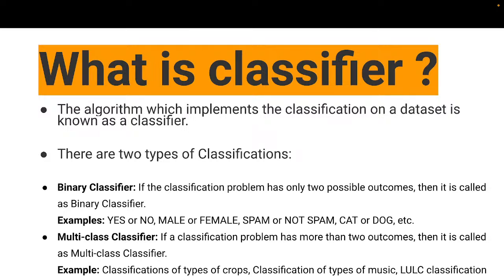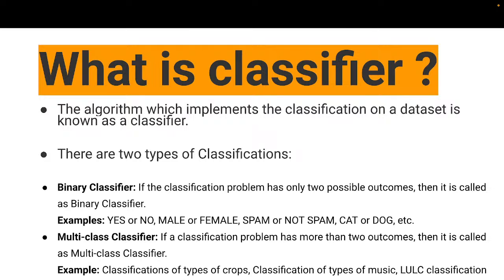Suppose I have a data set. To this data set I apply, suppose, support vector machine. So support vector machine is called a classifier, or random forest, or minimum distance. Whichever algorithm I implement on my data set is called a classifier. And there are mainly two types of classification we find. One is the binary class, and another is the multi-class classifier. For the binary classifier, only two outcomes are possible. And the multi-class classifier has more than two.